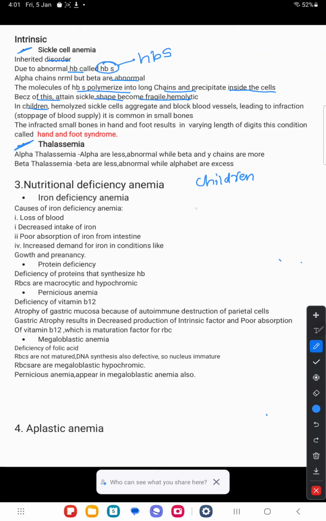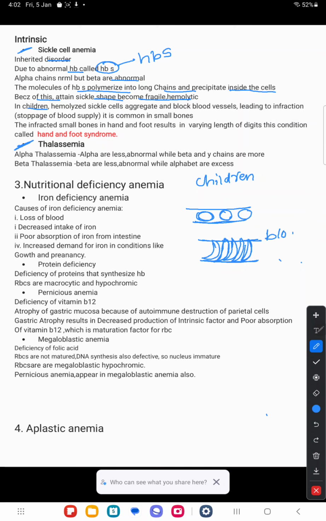What happens if we take a blood vessel? See, this is the blood vessel. RBCs, normally biconcave, will move easily. But if these are sickle in shape, the movement becomes problematic, and due to this sickle shape they cannot move within the blood vessels. So what happens is that the sickle shaped RBCs will get aggregated within the blood vessel.